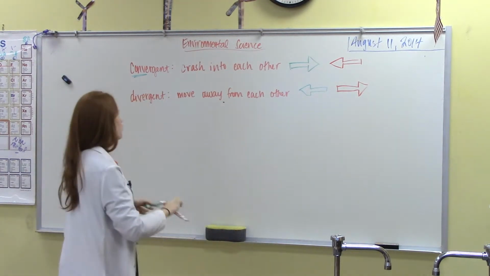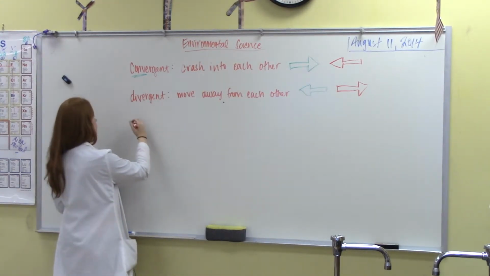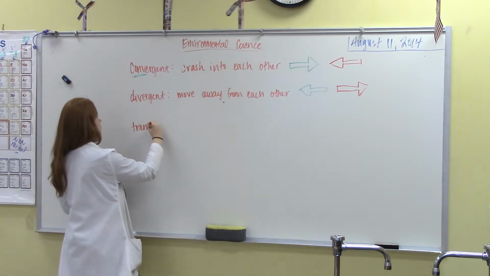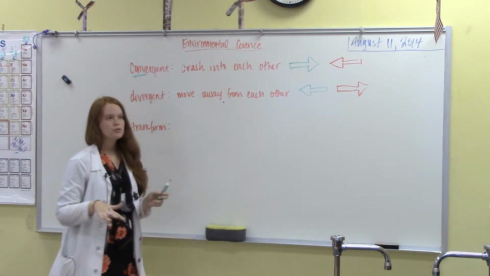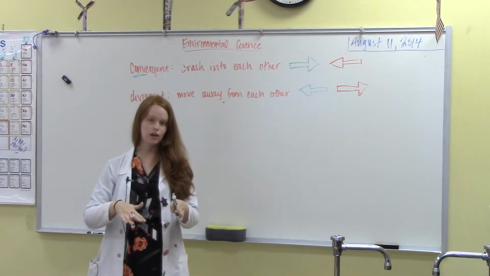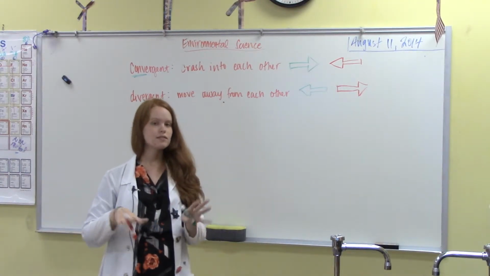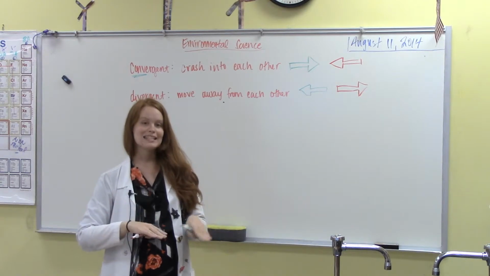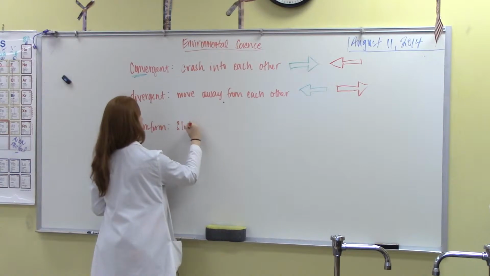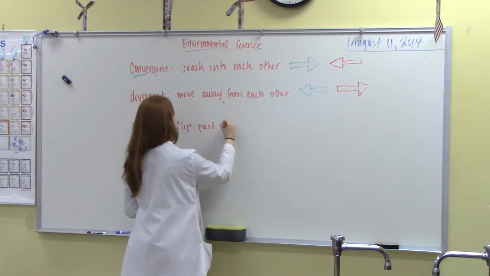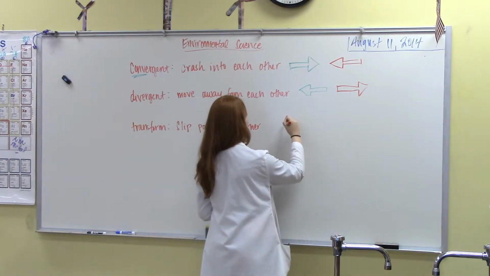Our third one is going to be doing something completely different, and this is called transform. Transform is where the two plates move against each other in a way where it's like they're rubbing against each other. But instead of saying rubbing, because that sounds kind of dirty, we're going to say that they slip past each other. So we have one going like this.